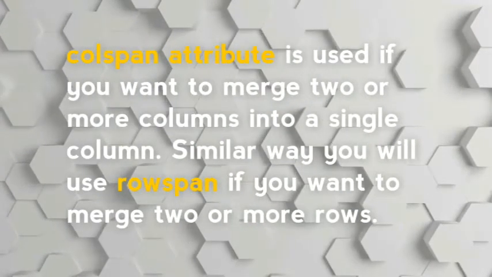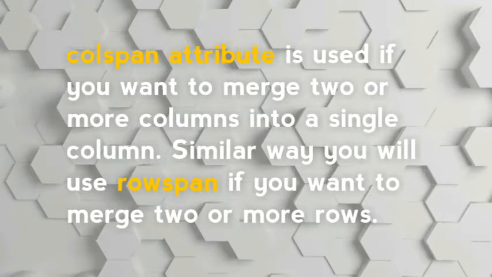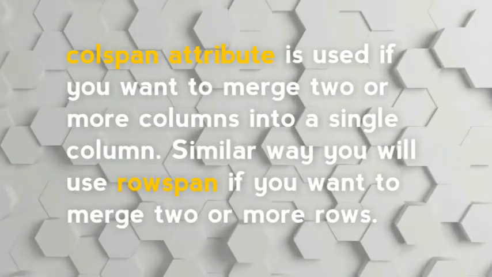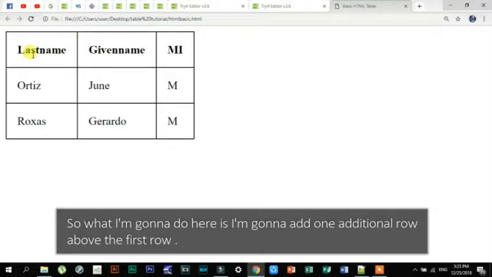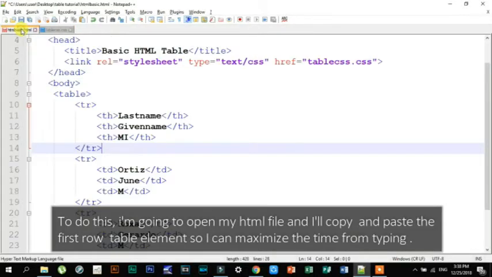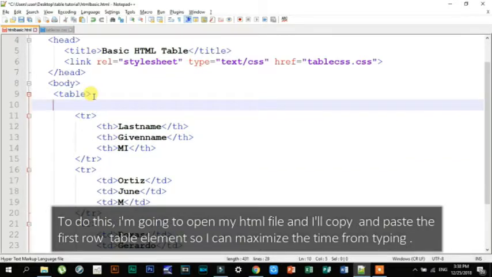The colspan attribute is used if you want to merge two or more columns into a single column. In a similar way, you will use rowspan if you want to merge two or more rows. So what I'm gonna do here is add one additional row above the first row, and use the colspan attribute to span it up to the third column. To do this, I'm going to open my HTML file, and I'll copy and paste the first row table element so I can minimize the time from typing.